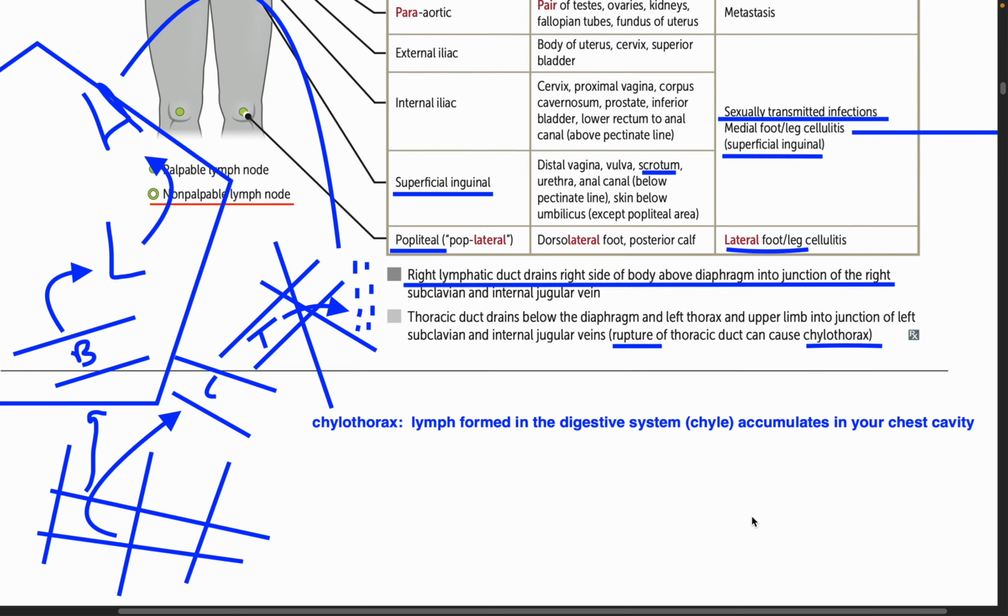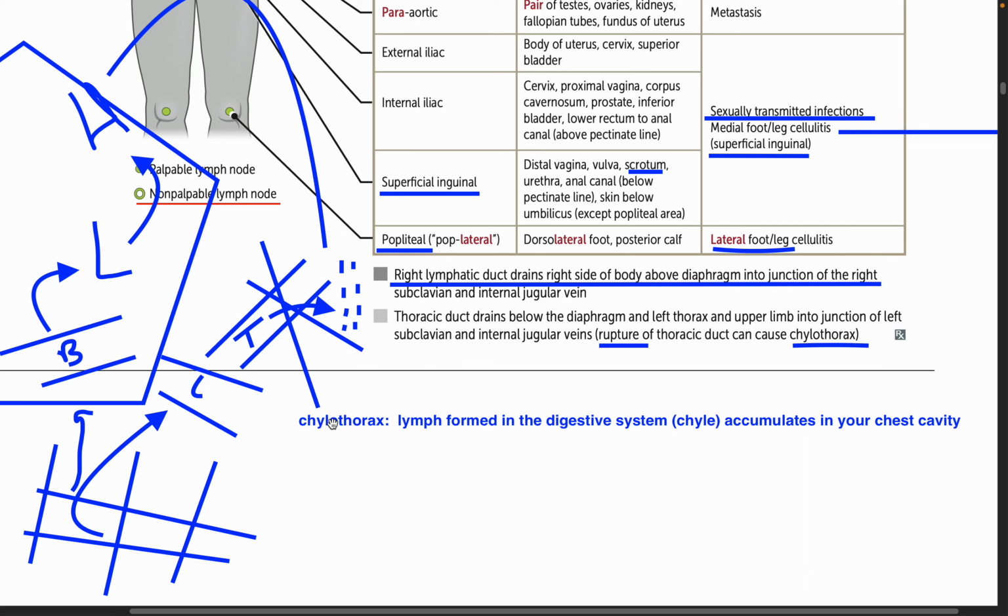Yeah, can you read this for me? This point I have written here. Read this for me.